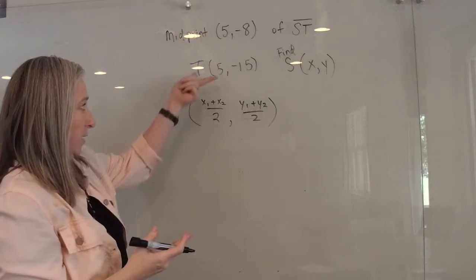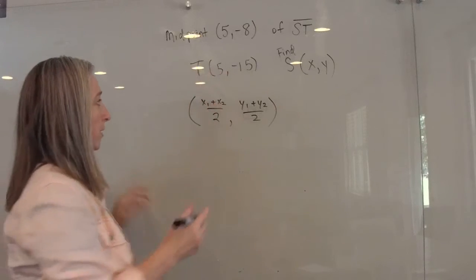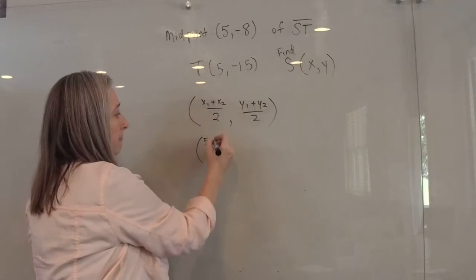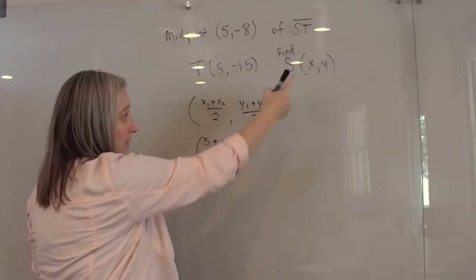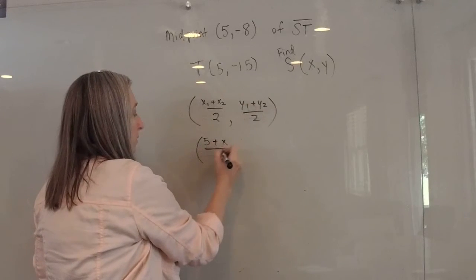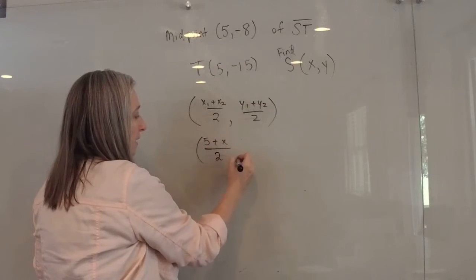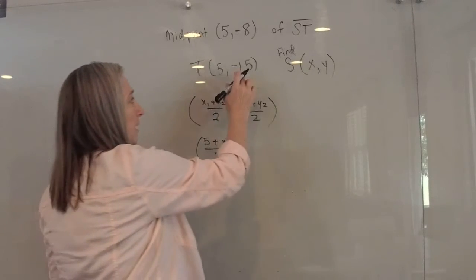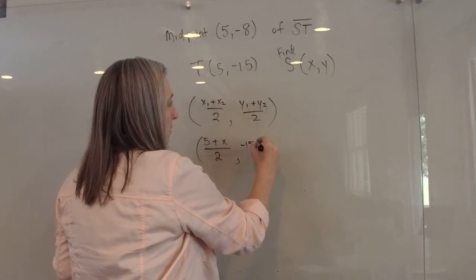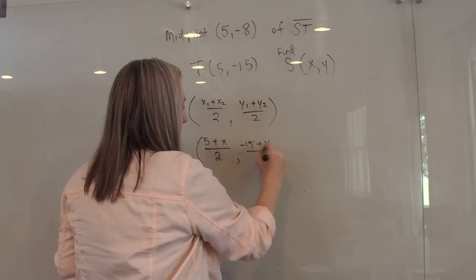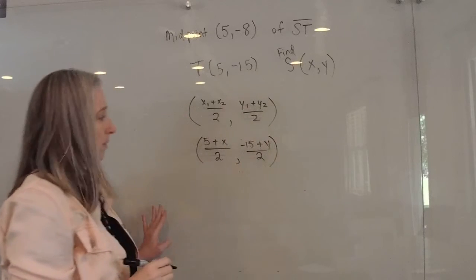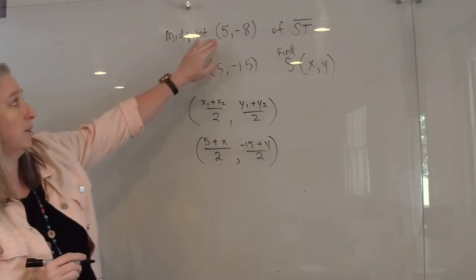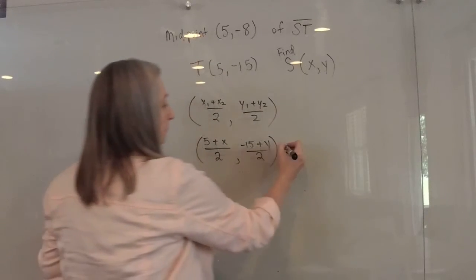I know one x value. I don't know the other one, but I'm just going to fill it in. So I'm going to put 5 for the x value from T, and then I'm just going to use the x that I put in here for S. So it's 5 plus x over 2. That's going to be the x coordinate of the midpoint. And then the y coordinate will be -15 from T plus y, we don't know yet, from S over 2. So this is what I would get using my midpoint formula. But I actually know what that value turns out to be.